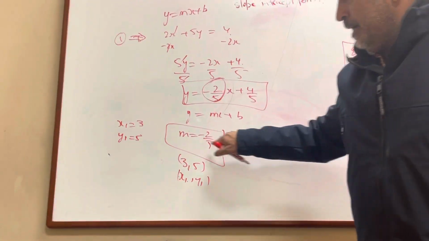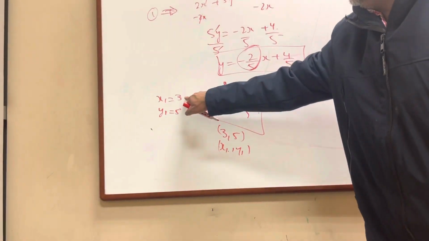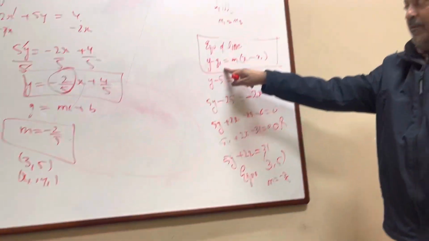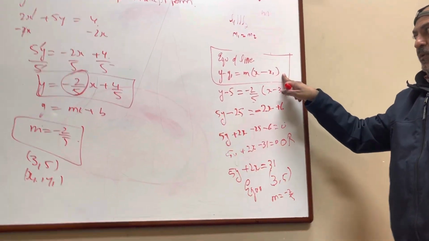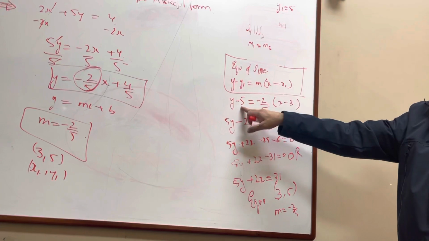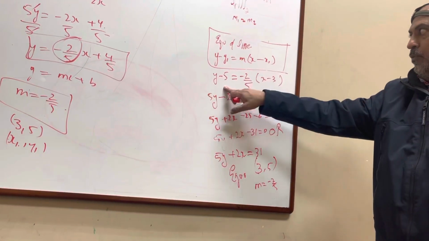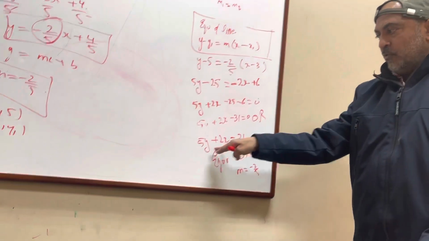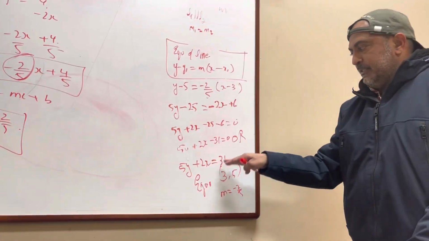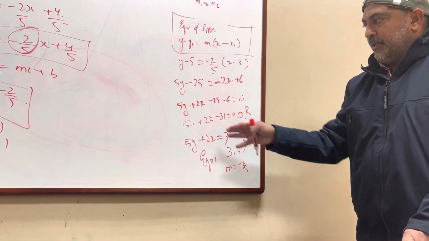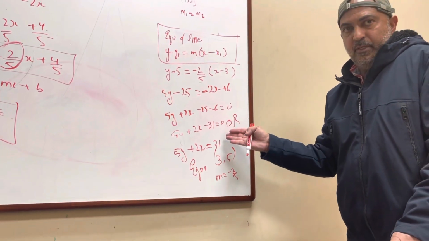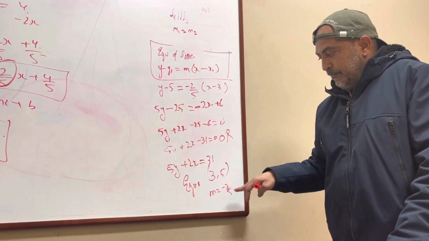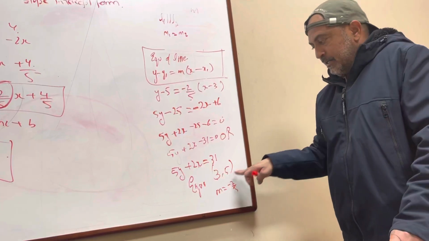This is my slope, and I have the point (3, 5). Then I use the formula y minus y1 is equal to m(x minus x1). We put in the values of x1, y1 and m, and then solve it. And we got the required equation as 5y plus 2x is equal to 31, or you can write 5y plus 2x minus 31 equal to 0, whose slope is minus 2 by 5 and which contains the point (3, 5).